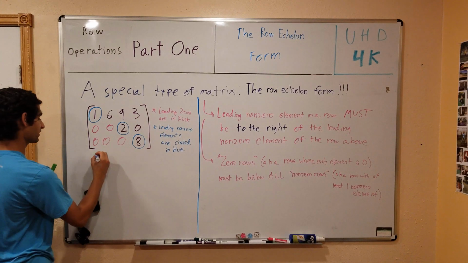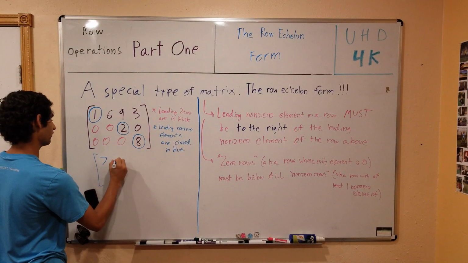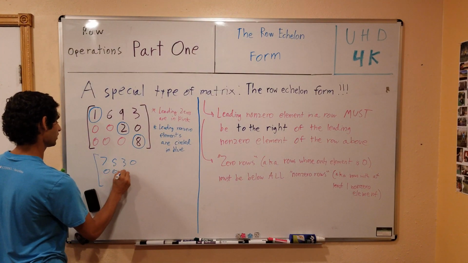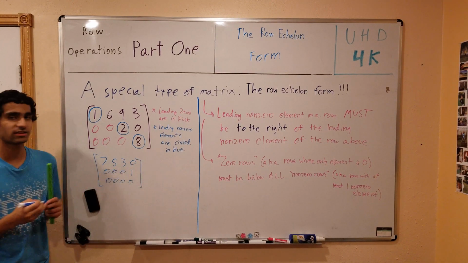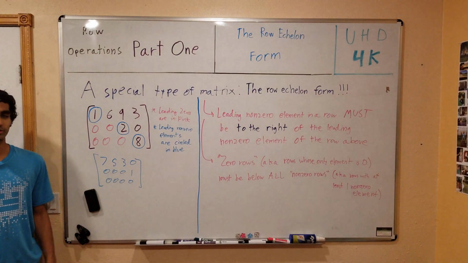How about this matrix? 7, 5, 3, 0, 0, 0, 0, 1, 0, 0, 0, 0. Is this matrix in row echelon form?